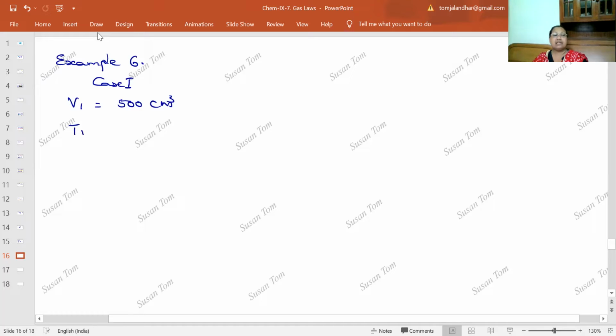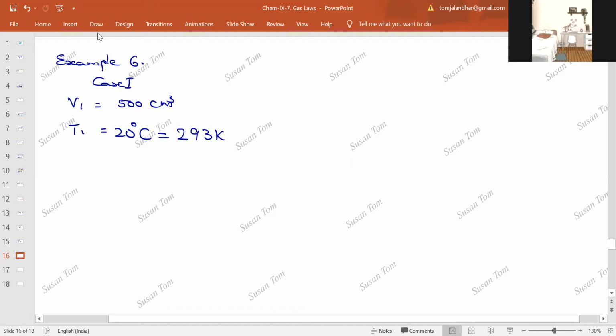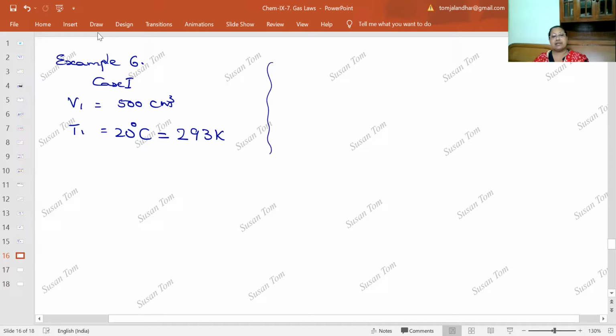They are saying T1 is equal to, first you write 20 degrees Celsius, which is equal to, you write the Kelvin. What is 20 degrees Celsius equal to in Kelvin, children? 293 Kelvin, 273 plus 20, isn't it? Okay, in case 2, what are you asked to do? You have to find the temperature. T2 you have to find out.